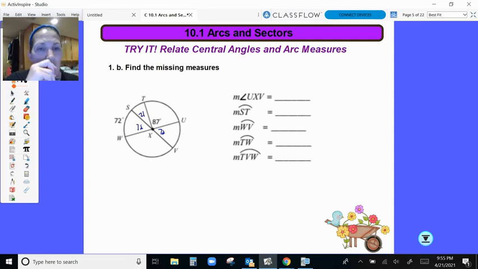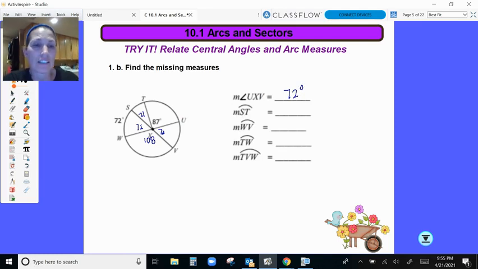Okay? And then this one right here should add up to 180 also, between 72 and X. So if I take 180 minus 72, I should get 108. Okay, so now let's start to take a look over here. What's the measure of angle UXV? Well, that's going to be also 72 degrees, right?